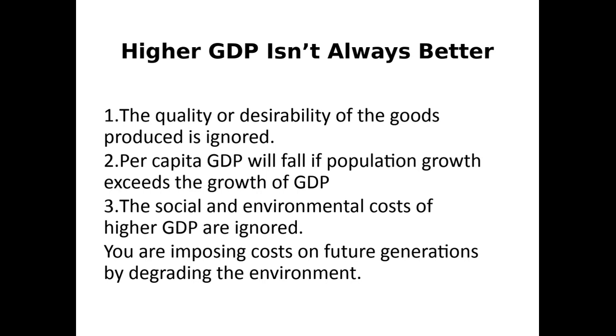The social and environmental costs of higher GDP are ignored, because when you are producing goods and services, you are basically imposing costs on future generations by degrading the environment. These costs are ignored, and sometimes we talk about sustainable GDP. By sustainable GDP, I mean that you should produce goods and services in such a way that you don't impose costs on future generations.